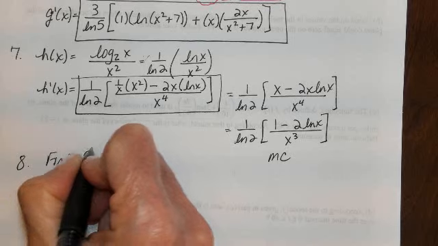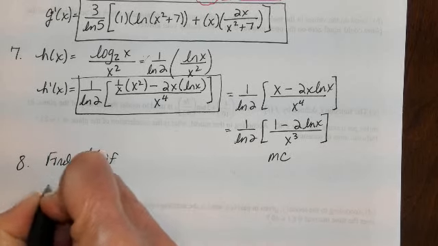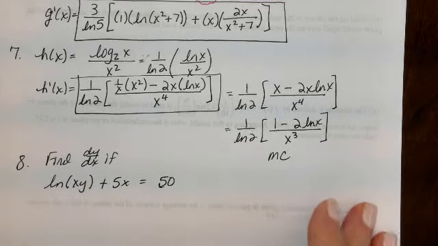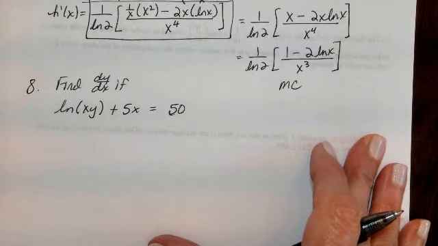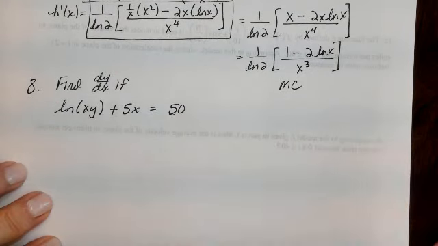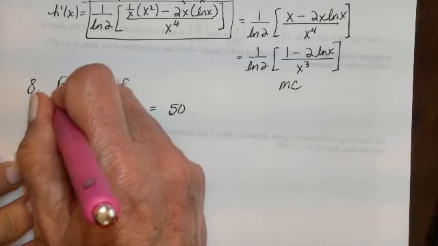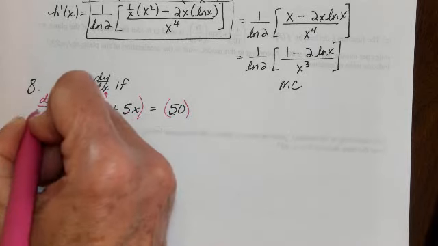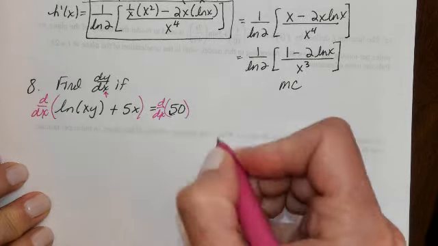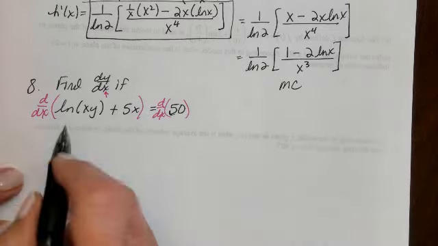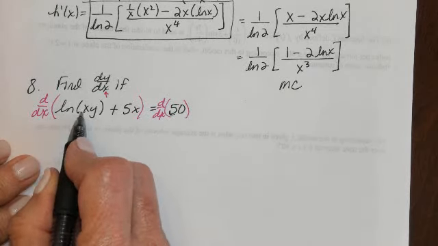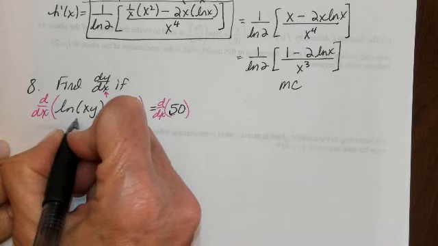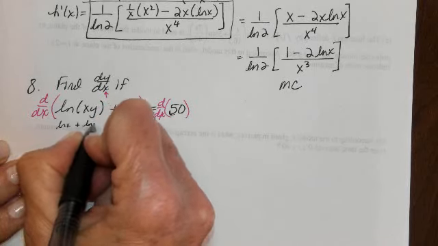Find dy dx if natural log of xy plus 5x is equal to 50. Okay, let's not forget about implicit differentiation. Okay, so we're going to take the derivative of both sides with respect to x, right? d dx, derivative both sides with respect to x. All right, in this first one, well, I want to split this up, right? This is ln of x plus ln of y, right? That's ln x plus ln y.